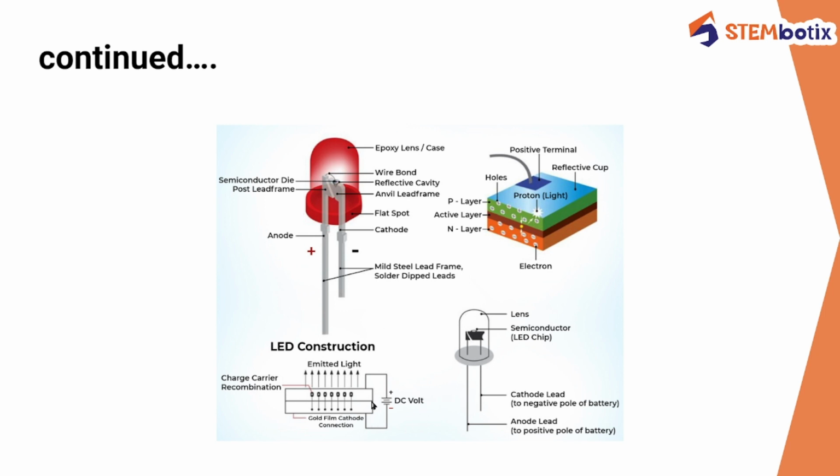When DC voltage is given to the LED, light will be emitted because of the recombination of these charge carriers. This is the semiconductor chip, this is the lens, this is the cathode lead, which is always connected to the negative pole of the battery. This is the anode lead, which is always connected to the positive pole of the battery.